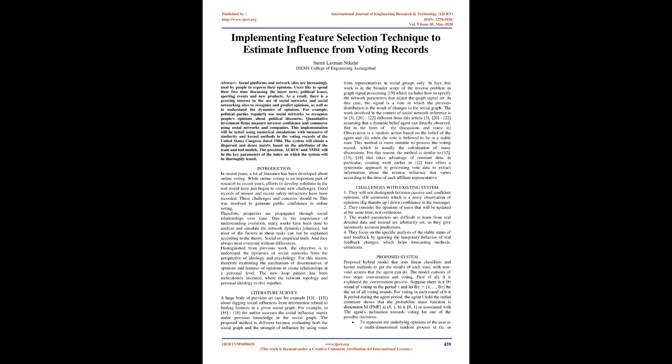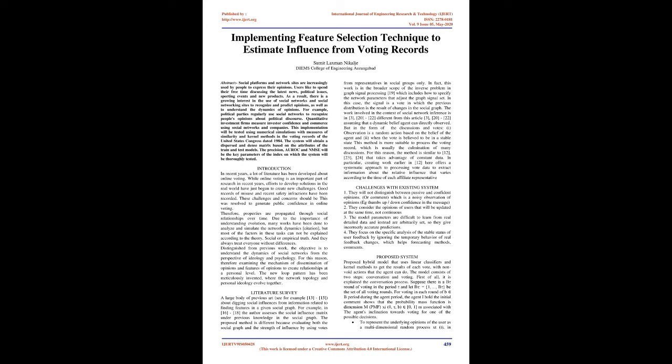As a result, there is a growing interest in the use of social networks and social networking sites to recognize and predict opinions, as well as to understand the dynamics of opinions. For example, political parties regularly use social networks to recognize people's opinions about political discourse. Quantitative investment firms measure investor confidence in commerce using social networks and companies.